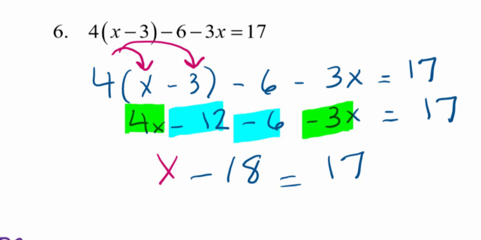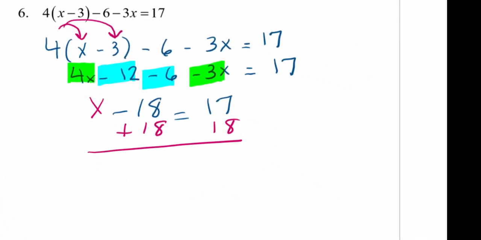Now we're going to go ahead and add that 18 to both sides so that we can get the x on its own on the left. And so we get x equals 35. Well, let's check this.